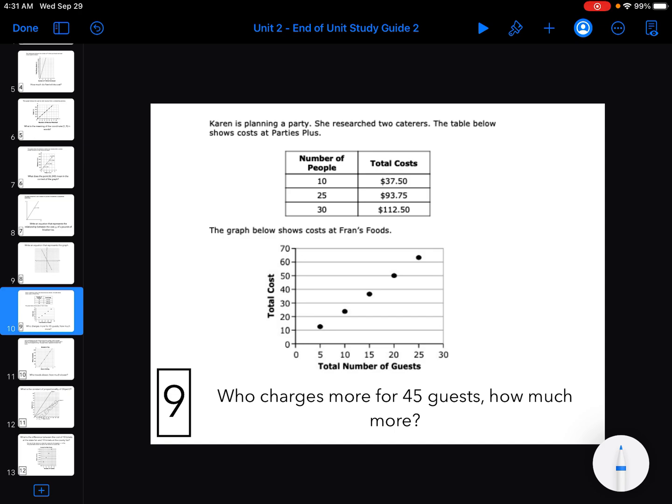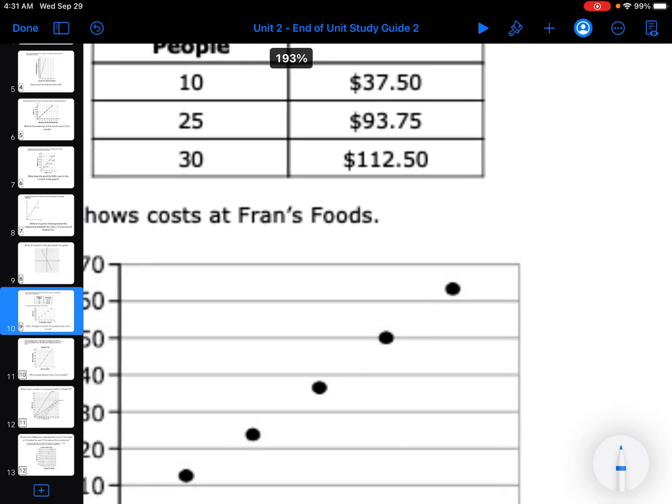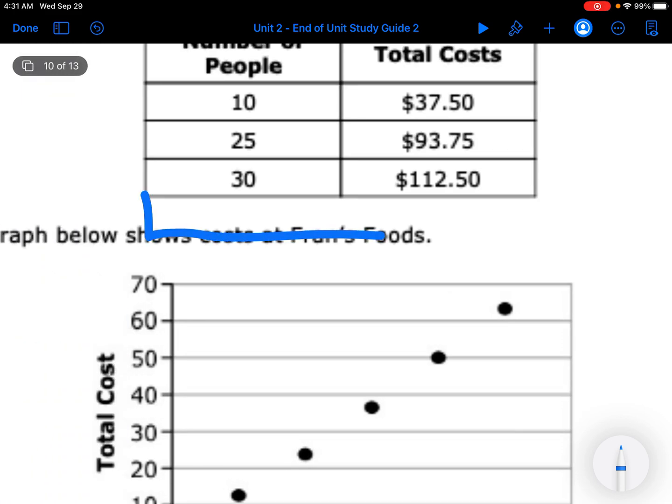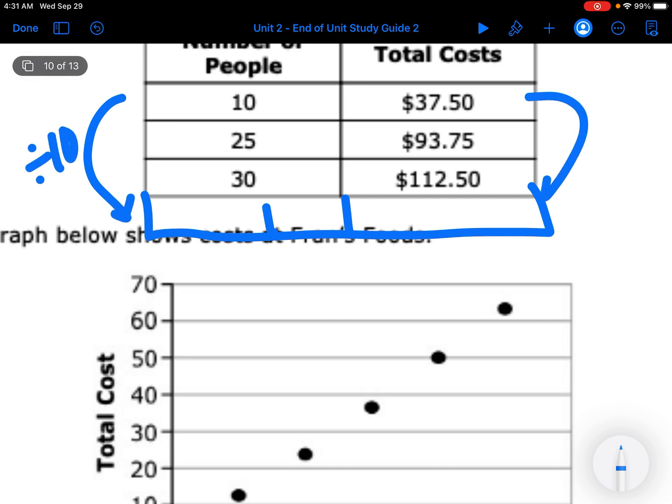Karen is planning the cost of a party. She researched 2 caterers. The table below shows the cost at Parties Plus. The graph shows Fran's Foods. Who charges more for 45 guests, and how much more? Find for 1 guest, so I'm going to divide by 10. And I get 3.75.